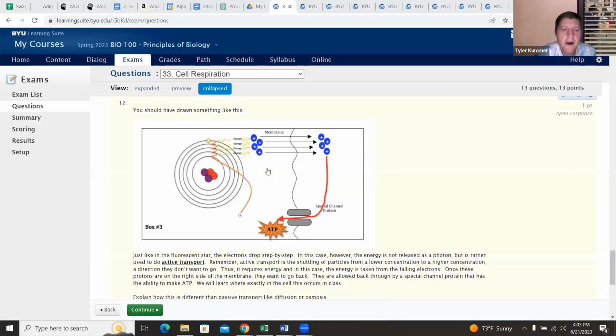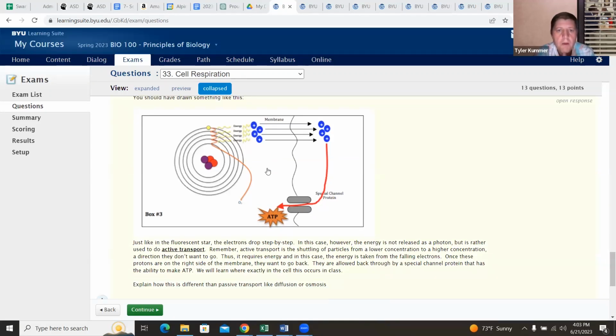So what we're going to see in the cell respiration process is that as that energy gets released, as it drops down from one shell to the next, we're going to use that energy to cause active transport to occur. Instead of going from high concentration to low, we're going to force hydrogen ions to go from low concentration to high. And that builds up a gradient outside.